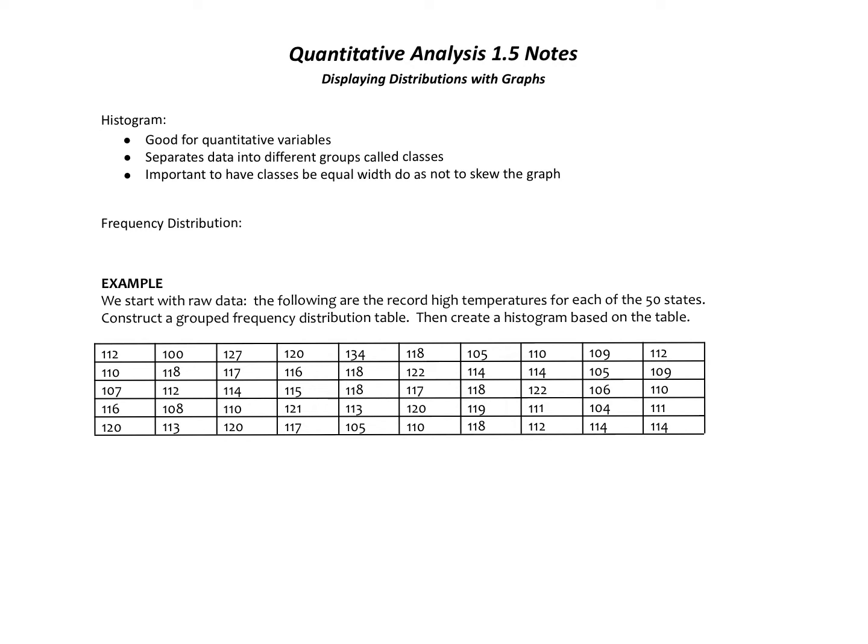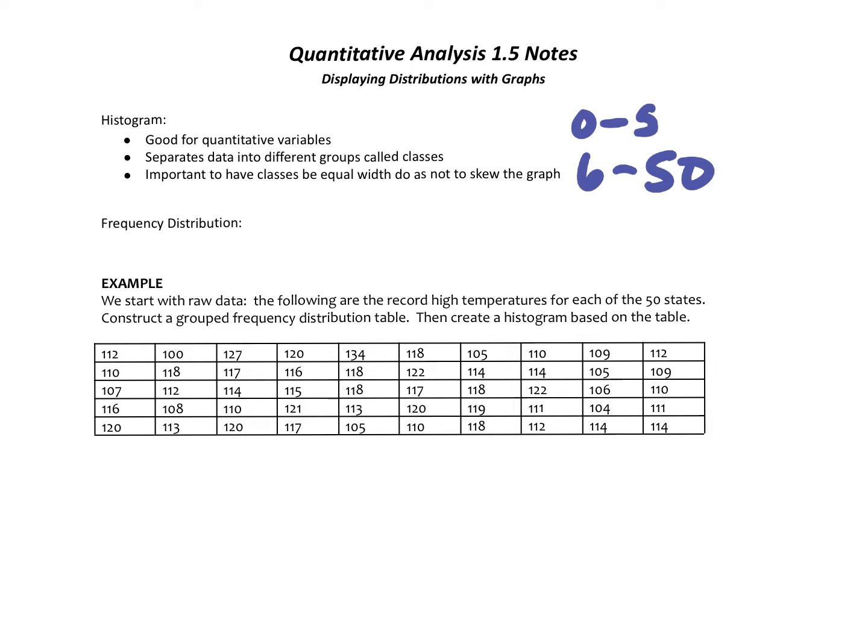Now the most important thing when you're making these classes is you want to make sure that they are equally spaced out. So you don't want to say, I'm going to look at ages of people and go 0 to 5 and then 6 to 50. That would not make a lot of sense because one is so much bigger than the other. So that's not something we want to do. We want to keep them equally spaced.